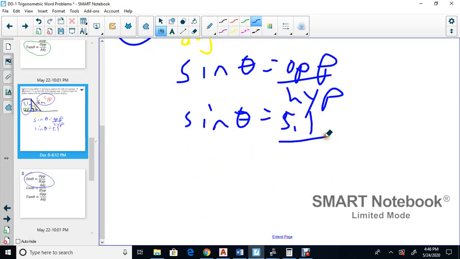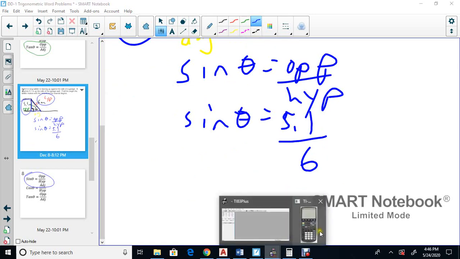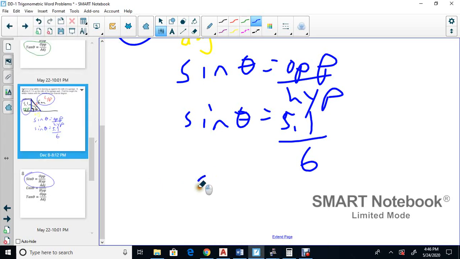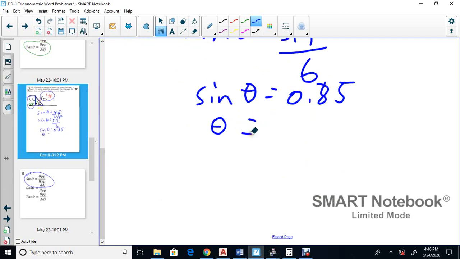So let's take a look here. 5.1 divided by 6. Maybe I'll use this calculator this time. I'll do the work here. I'll do 5.1 divided by 6 and figure out what the answer is. 0.85. So sine of theta is 0.85. And then we've got to go second sine. So you go sine inverse of 0.85.